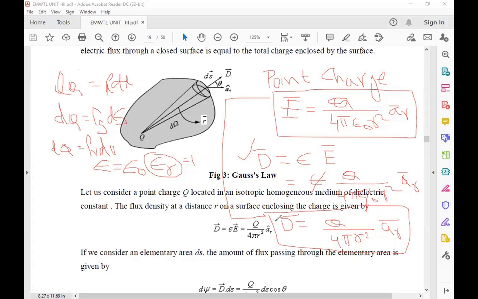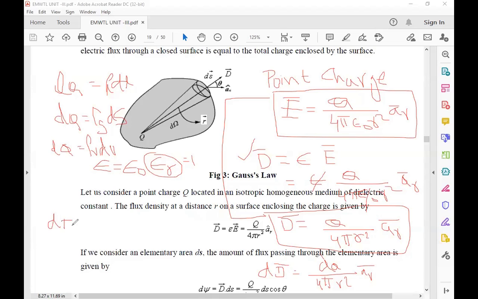When we consider the differential electric flux density, the differential d bar is equal to the change of electric flux density, that is, the change of the charge dq, divided by 4 pi r square into AR bar. This is the formula for the differential electric flux density.